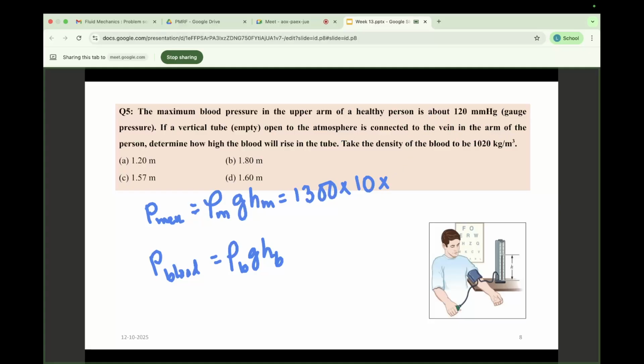So that means basically blood pressure is measured through this mercury. If in this mercury the height is given as 120 mm, it corresponds to whatever height it is showing, which indicates the rise of the blood. So 120 mm mercury means the height is only 120 mm. If I convert it into meters, it is 0.12.